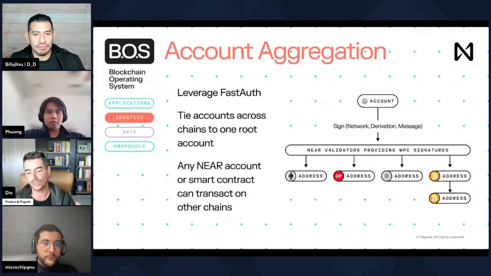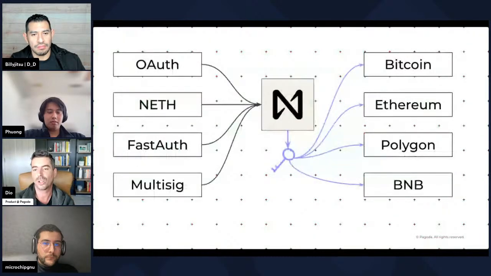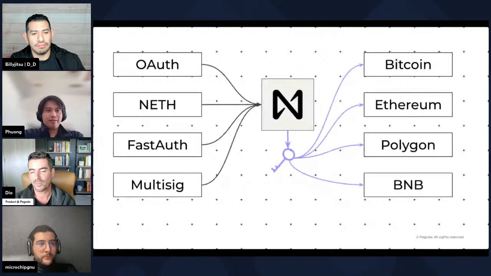This basically allows us to use the very flexible account model of Near to then transact on other chains that have different account models. The first component of the system we call chain signatures. It's a very flexible system, so it's a very flexible API.